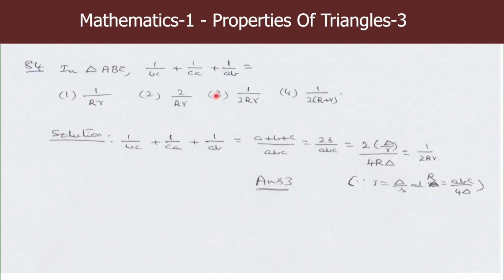In triangle ABC, 1 by BC plus 1 by CA plus 1 by AB is equal to 1) 1 by capital R small r, 2) 2 by capital R small r, 3) 1 by 2 capital R small r, and 4) 1 by 2 into (capital R plus small r). Okay. So 1 by BC plus 1 by CA plus 1 by AB is equal to (A plus B plus C) by ABC. That's 2S by ABC. 2S, 2 into delta by r, by 4 capital R delta. Delta will cancel. 1 by 2 capital R small r. So correct option is option number 3.